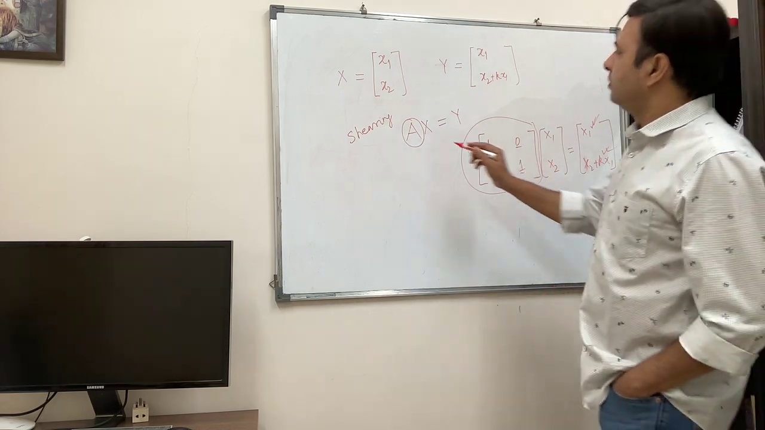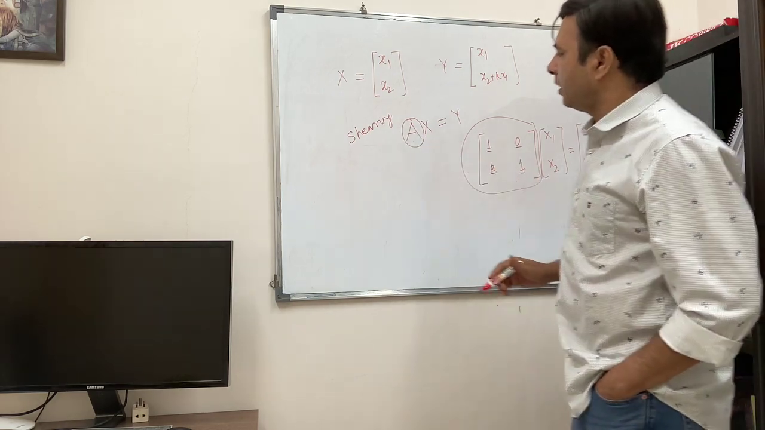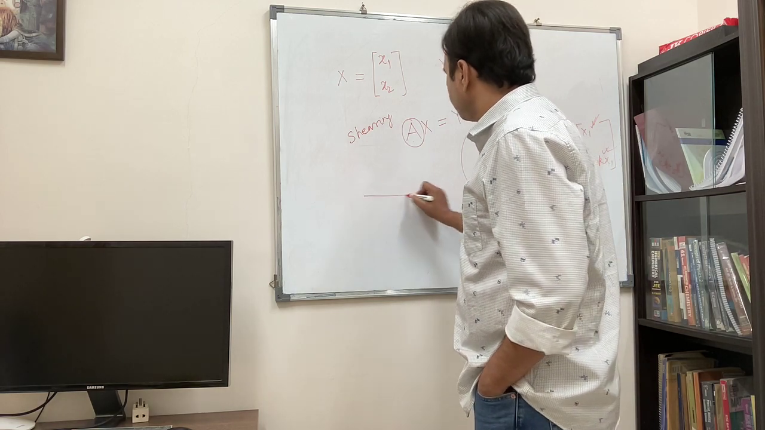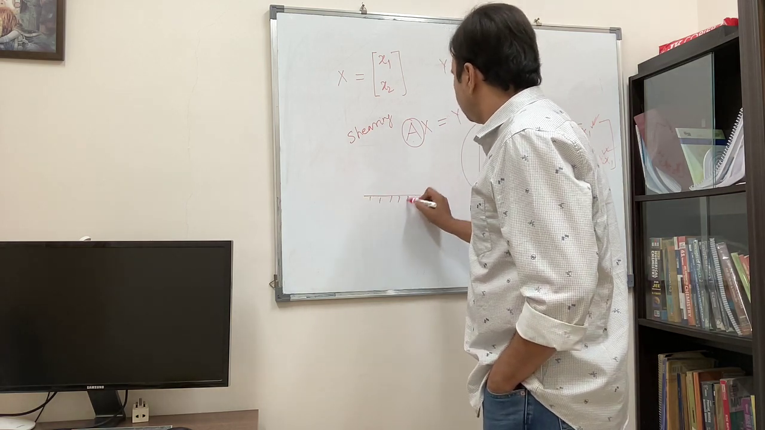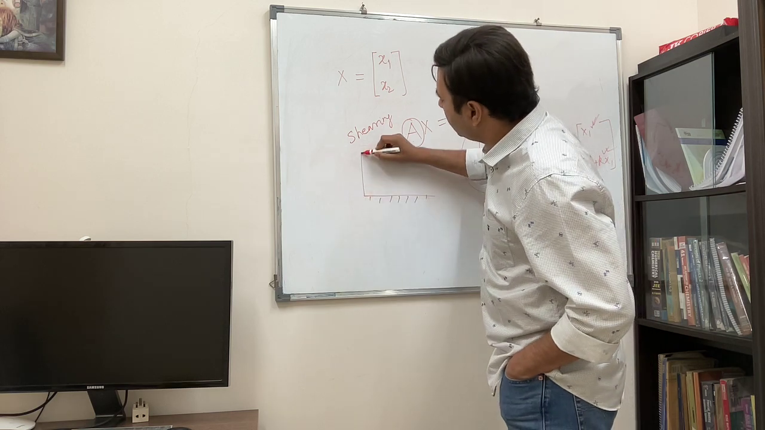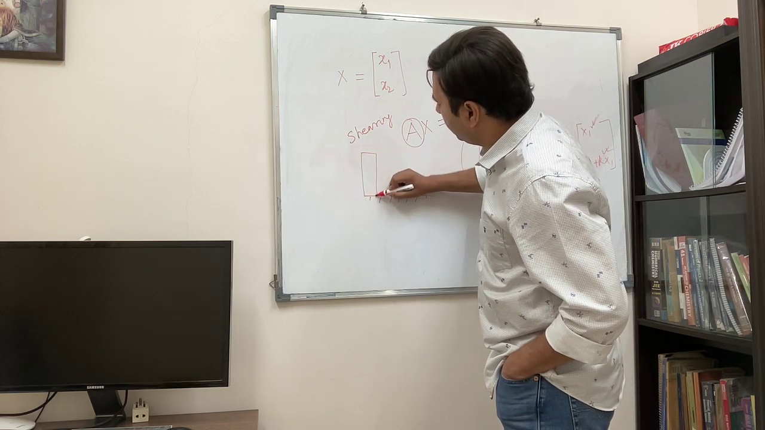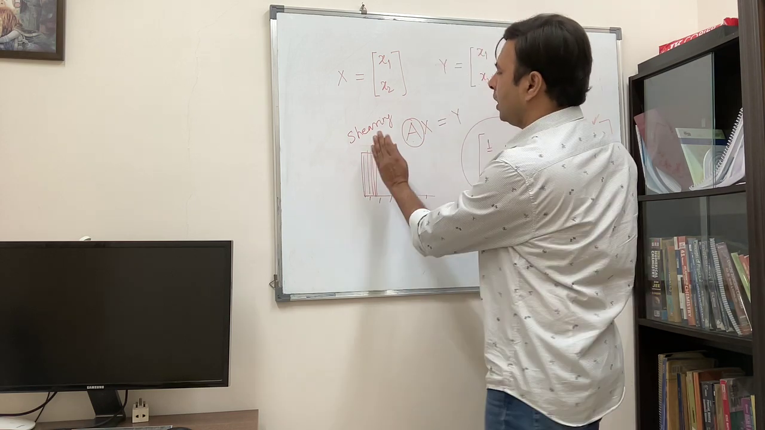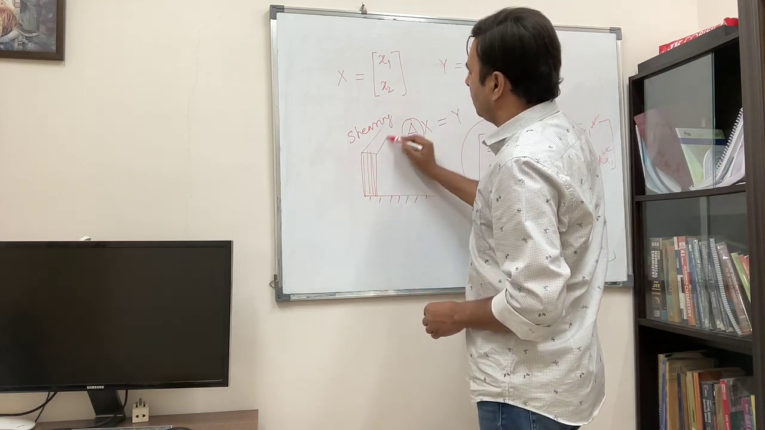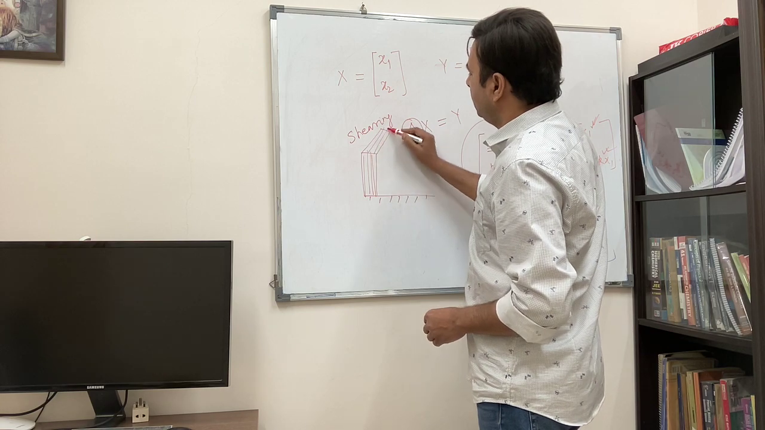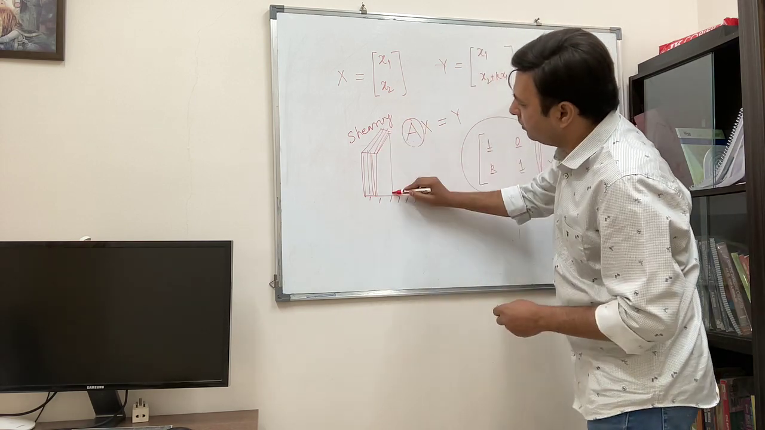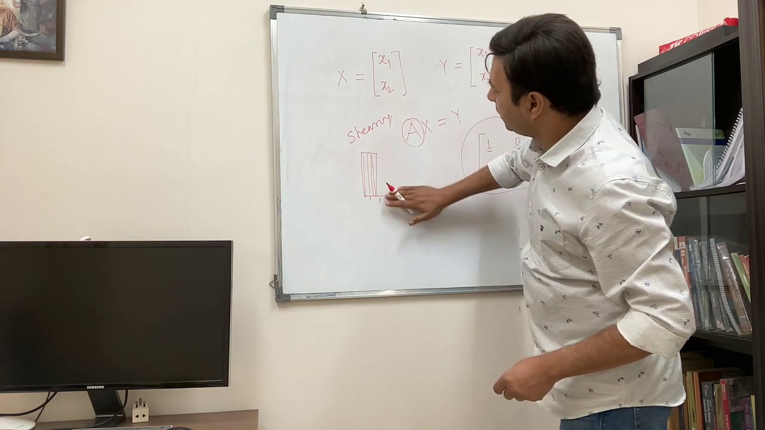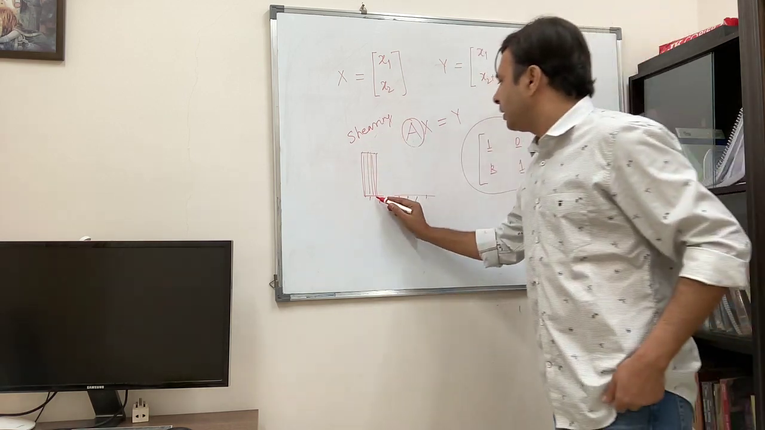Why this is shearing, you can see from some examples. Let's say I keep a deck of cards here. These are like 52 cards. I'm looking at it from this direction, so I'm just drawing the side diagram. The cards are kept like this, right?